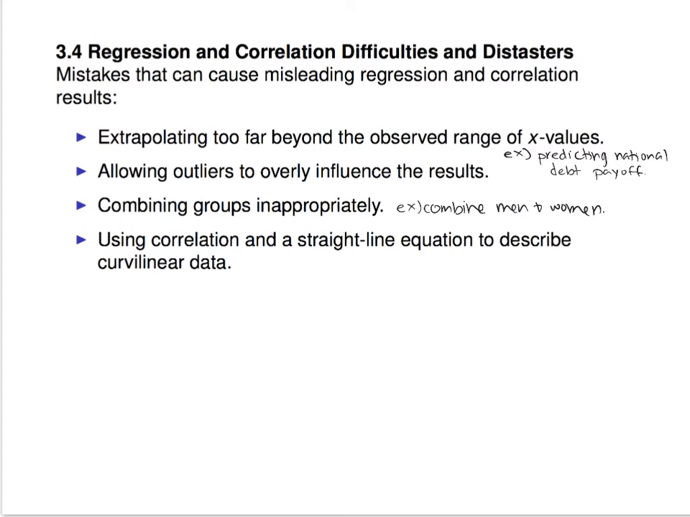And then another problem is if you try to use correlation and a straight line relationship to describe curvilinear data. So for example, temperature in Fairbanks. If you tried to use a straight line equation, you're going to get a correlation coefficient of 0, even though there is definitely a high level of relationship there.